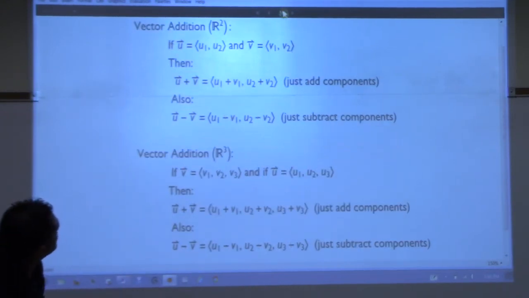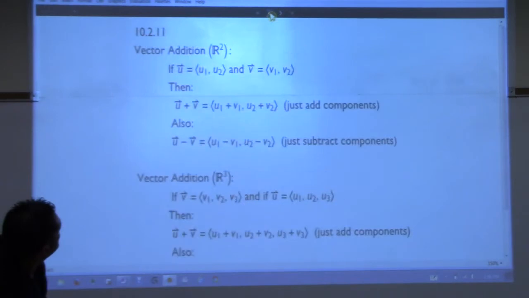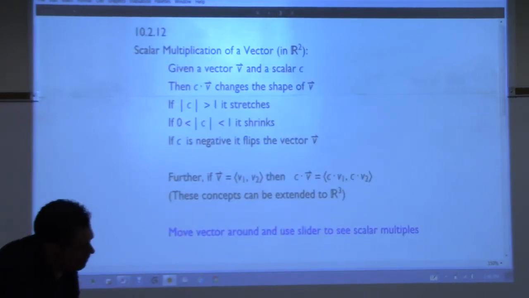We are skipping three-dimensional space. Was there an example there? No. All right.